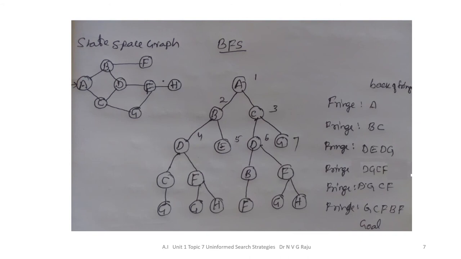Now check for D. Is it a goal node? If not, expand its successors. Its successors are B and F. Now remove D from fringe, add B and F to the back of fringe. Now the next node is G. G is a goal node, where we will stop our navigation and finally print G as the goal node.